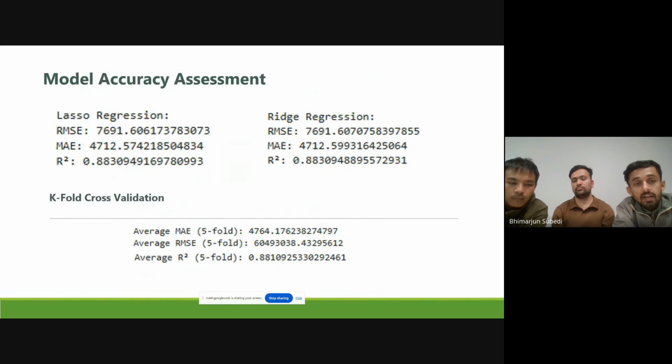We then applied lasso regression, ridge regression, and k-fold cross validation as well. The R square value is almost the same for all three, but the MAE and RMSE are high. The MAE is around 4,700, but our price range is from a lowest price of around 1,100 to a highest of 120,000. Due to this high price range, I think this MAE is quite acceptable.